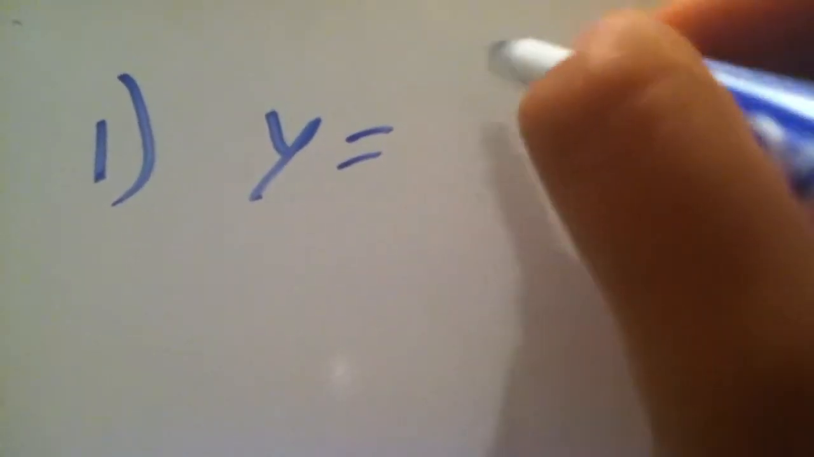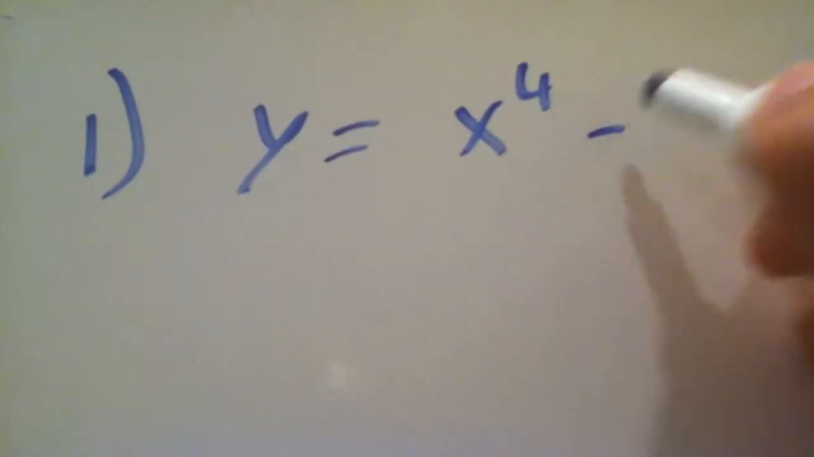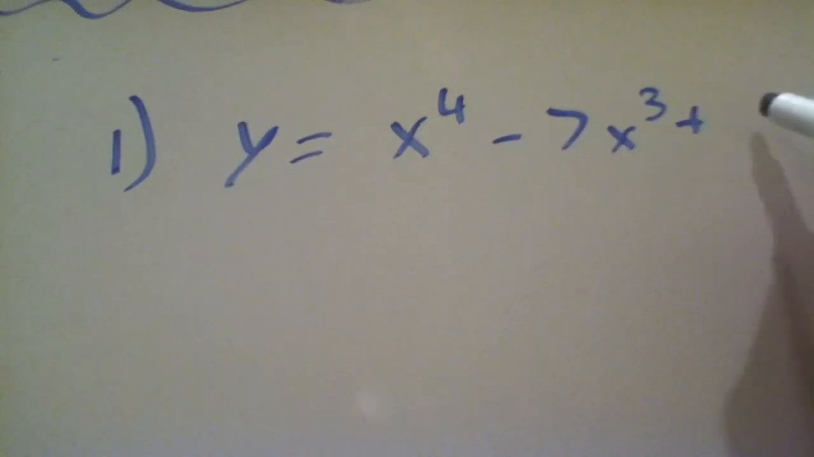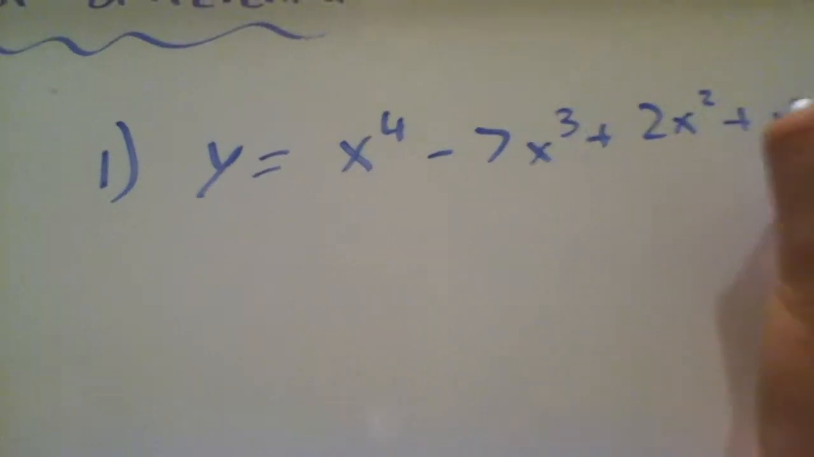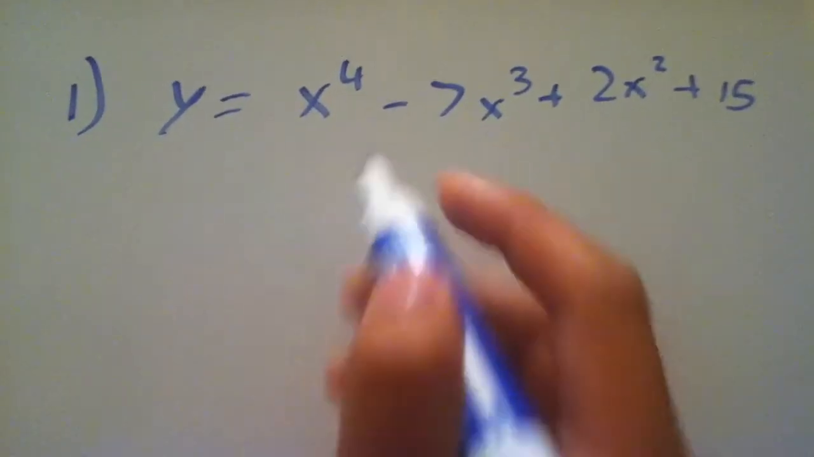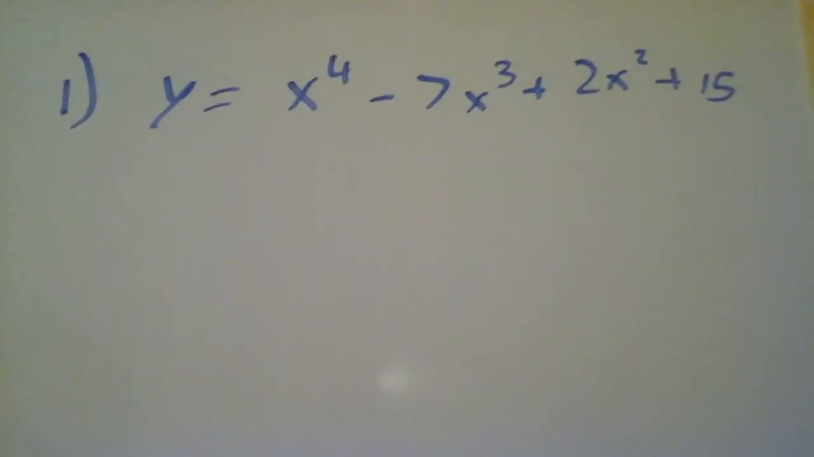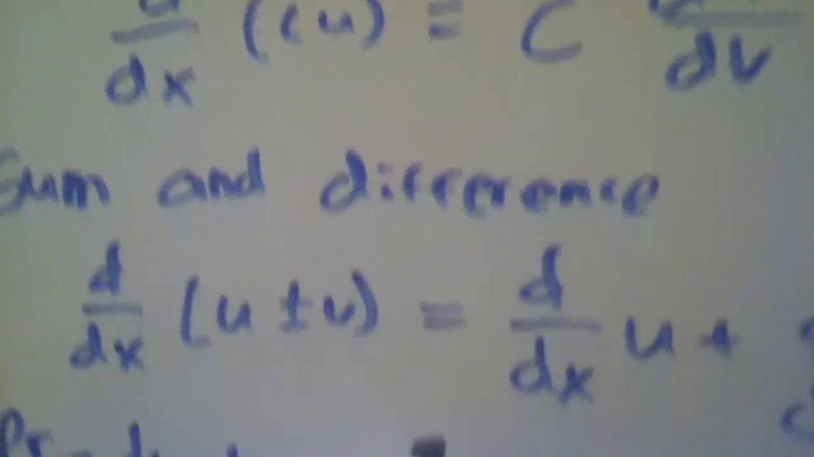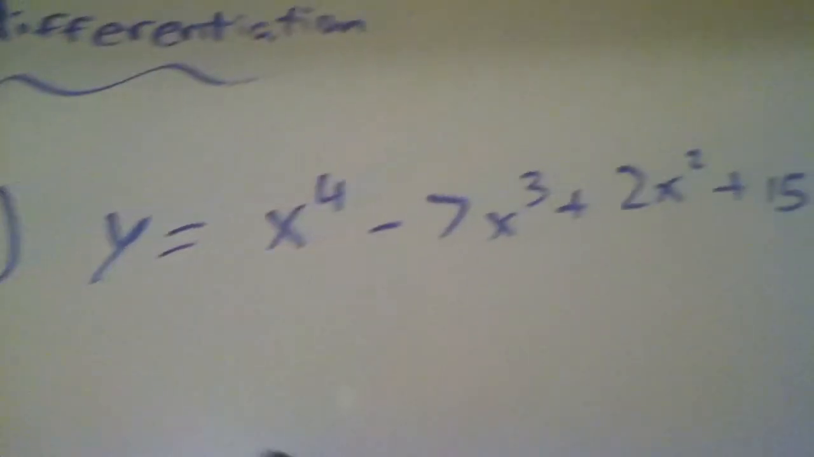Let's try some examples. The first example we'll be doing today is y equal to x to the fourth minus 7x cubed plus 2x squared plus 15. For the answer, we'll have to separate out each term because of the sum and difference rule here.